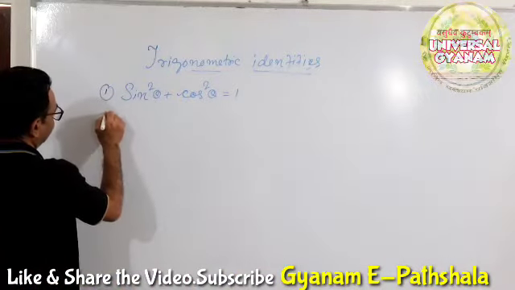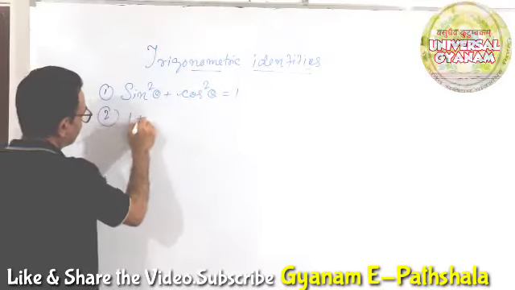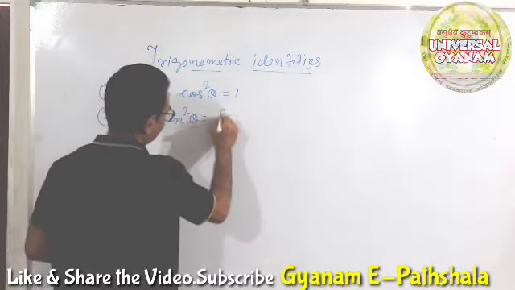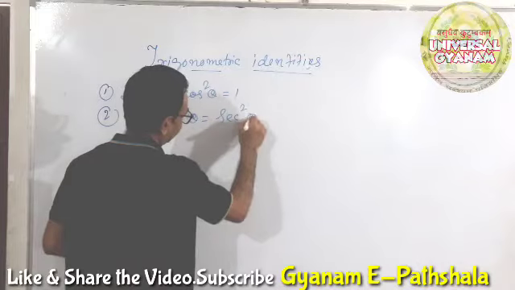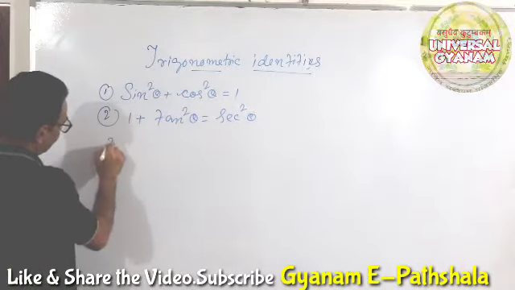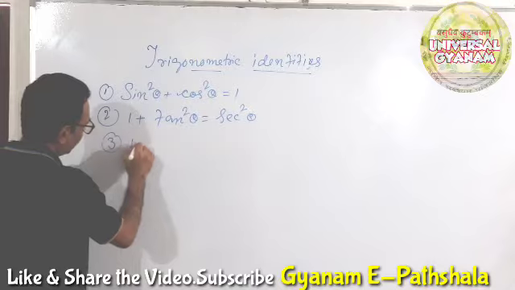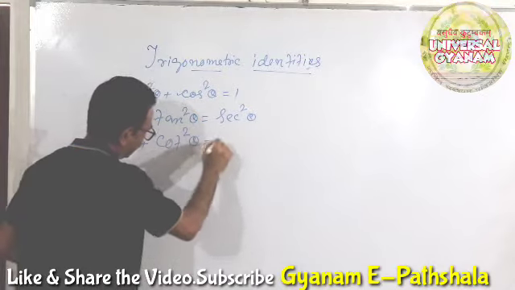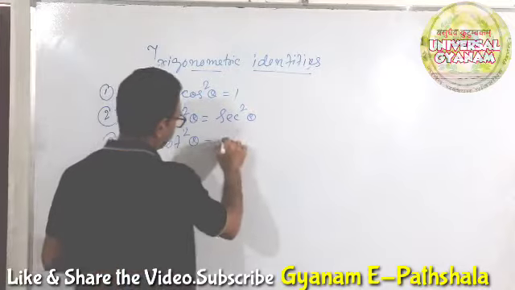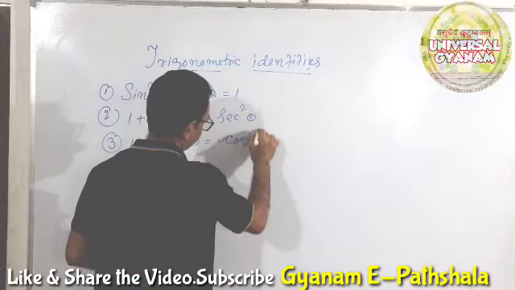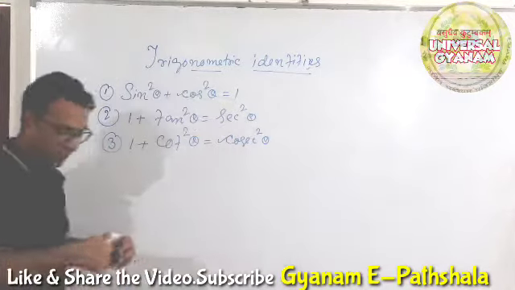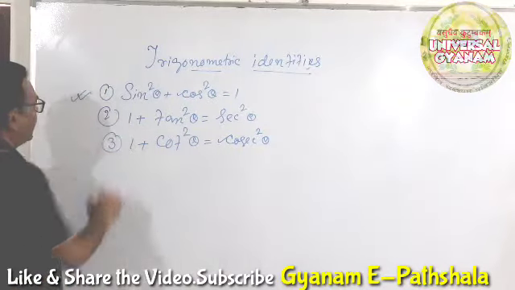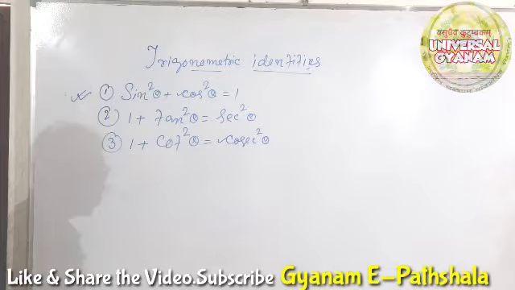Next, 1 plus tan square theta is equal to sec square theta. I'll tell you how it happens. 1 plus cot square theta is cosec square theta. You have to remember just the first one. Sine square theta plus cos square theta is equal to 1, where theta is an angle.